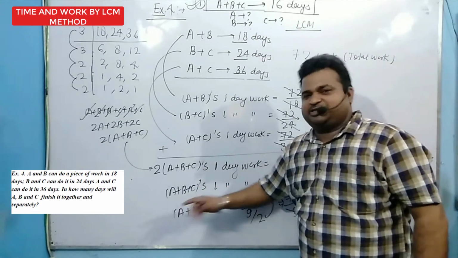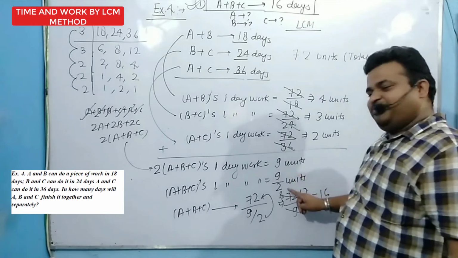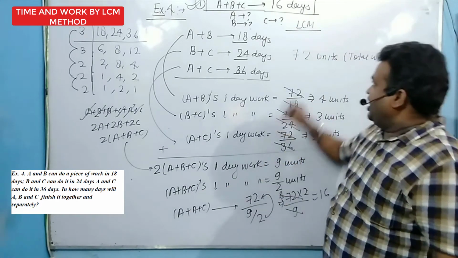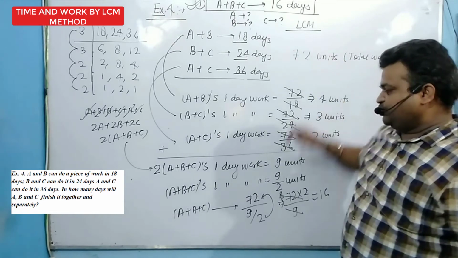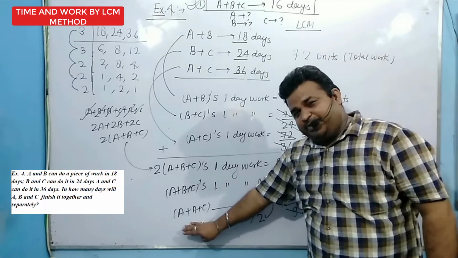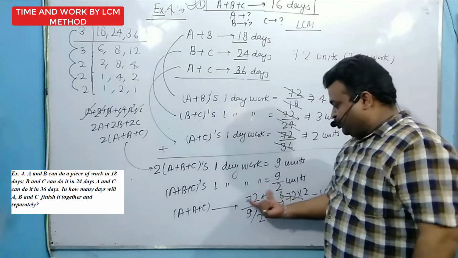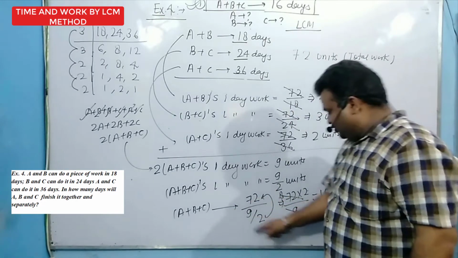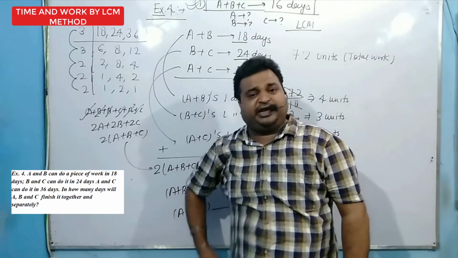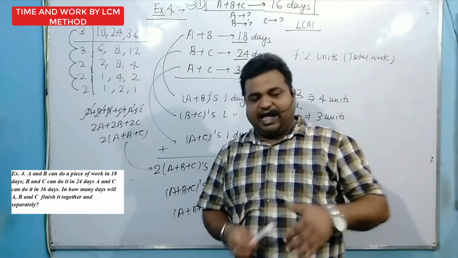So what is A plus B plus C 1 day work? So this is 9 by 2 unit. Since this is 1 day work and you need to complete 72 units, how many days do A, B, C together take to complete the job? Total units divided by per day work. So you will get 16 days. So 16 days A and B and C take to complete the entire job.